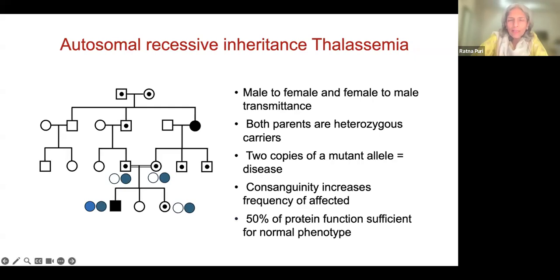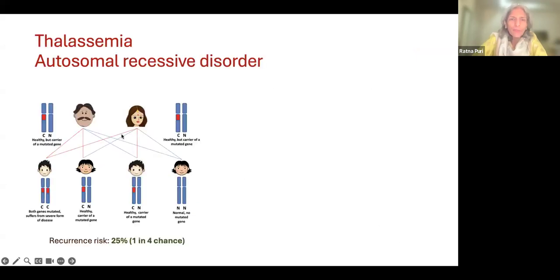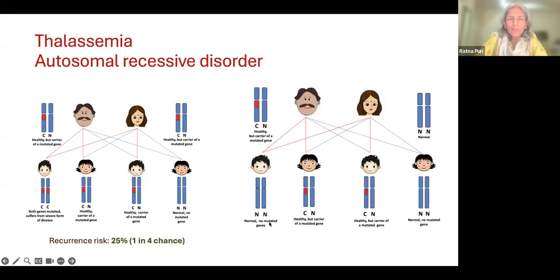And why is a carrier not symptomatic? Because 50% of the protein that is formed by the normal copy of the gene is enough to do the function of the gene. And so for any autosomal recessive disorder, if we have carrier parents, in every pregnancy there is a 1 in 4 chance that the baby would be affected. But this 25% risk of disease versus 75% that the baby is normal is for each and every pregnancy.